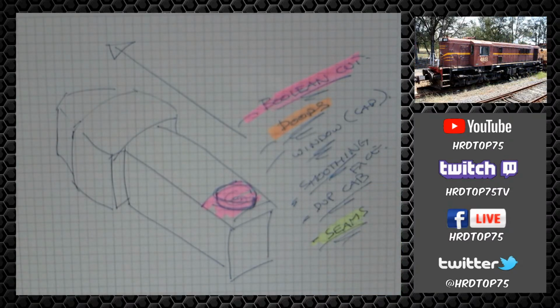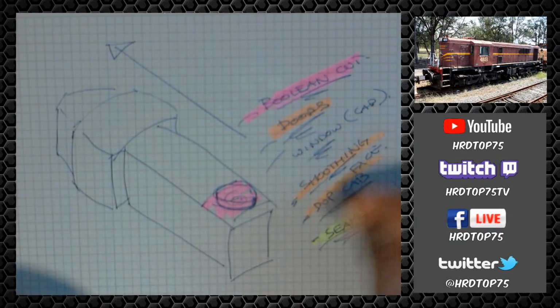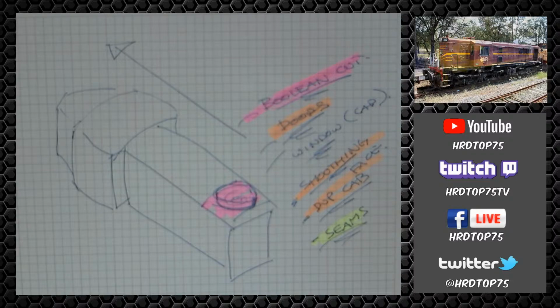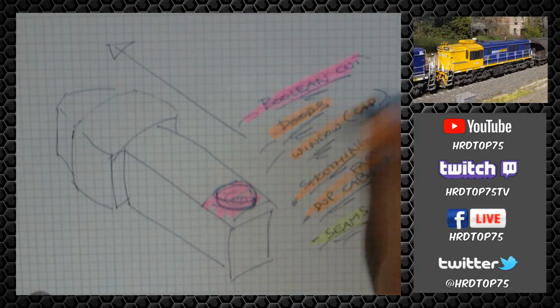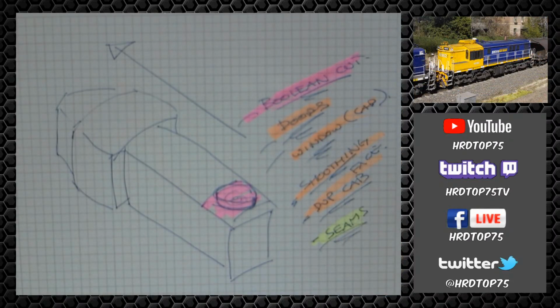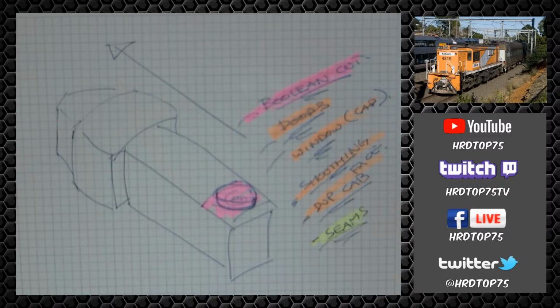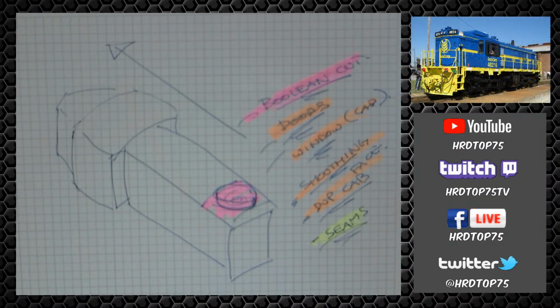But I'm hoping to get all that done. So doors, windows, smoothing, dupe the cab, shrink it, seam it if possible. I'm not thinking that seams are going to be in the next episode, but we'll see how we go.